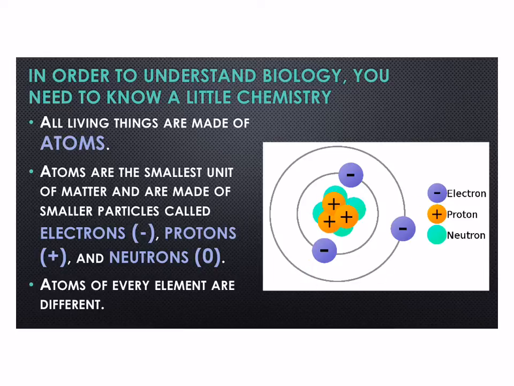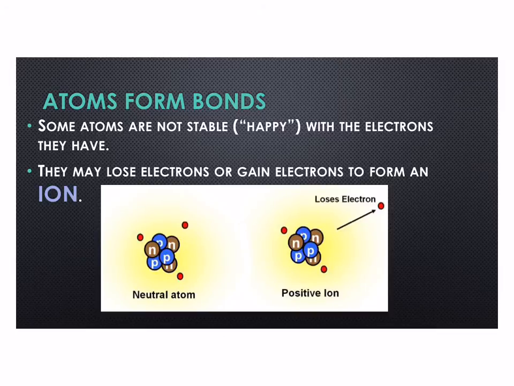They're sometimes called clouds. The other thing you need to know is that atoms of every element are different. That's what makes elements different. Now, all atoms have a certain number of electrons outside that nucleus, but some atoms are not happy with the electrons they have. Some are not stable atoms. Some atoms would like to lose an electron. Some would like to gain an electron, get an extra one. When they do that, if an atom loses an electron or gains an electron, we call it an ion.